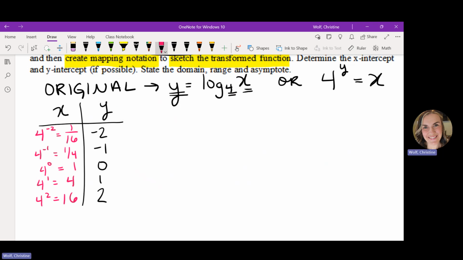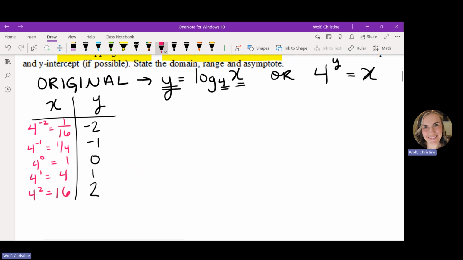Okay, so there's my points. I didn't put in a grid for you, my apologies, but we're just going to do a rough sketch anyway. Okay, so there's my grid. I'm going to graph this guy.